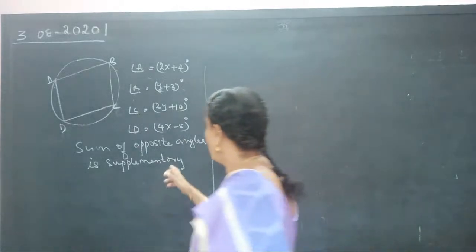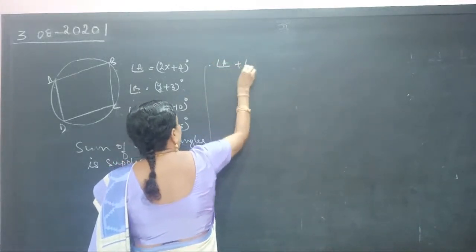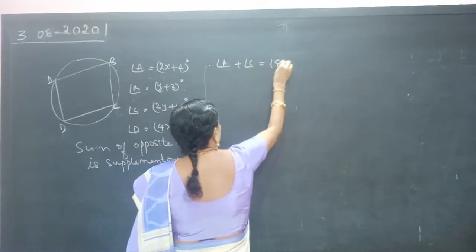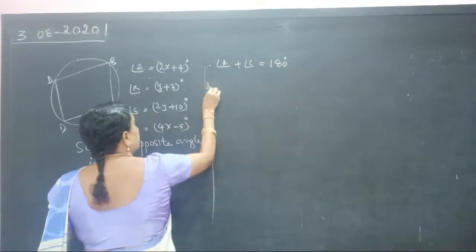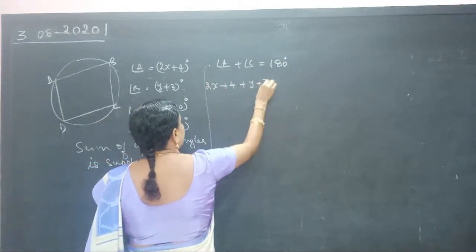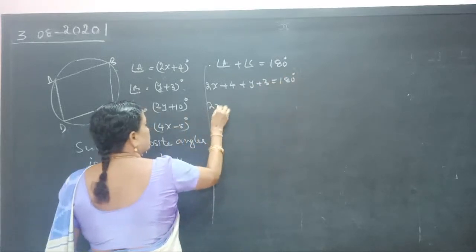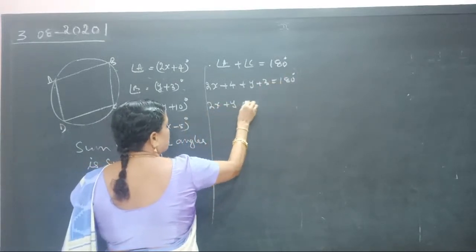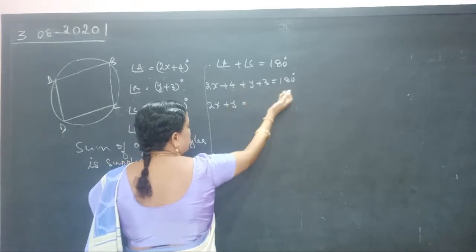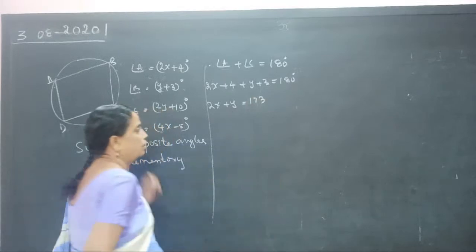Okay? So now according to the condition, angle A plus angle C equals 180 degrees. That is 2x plus 4y plus 3 equals 180 degrees. 2x plus y equals 180 minus 7, it is 173, correct?